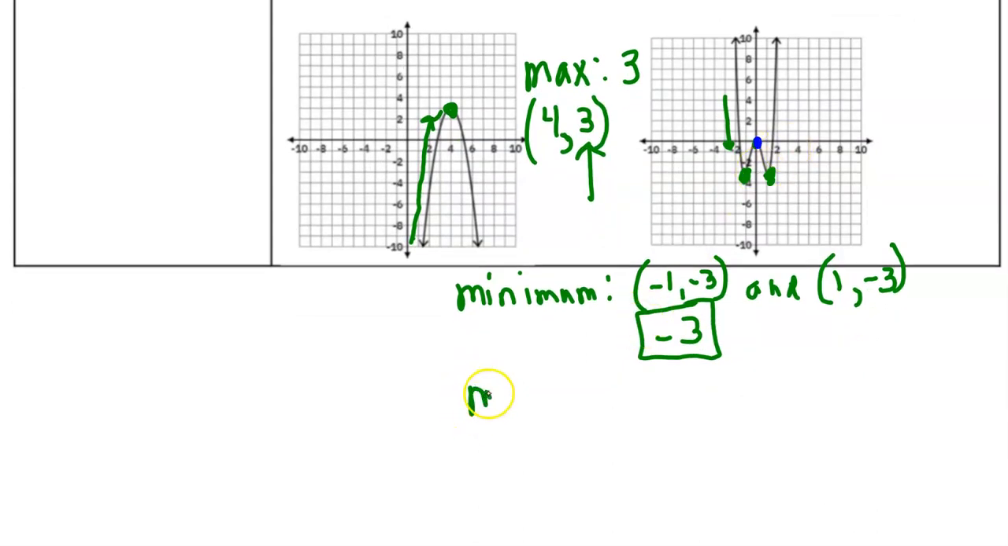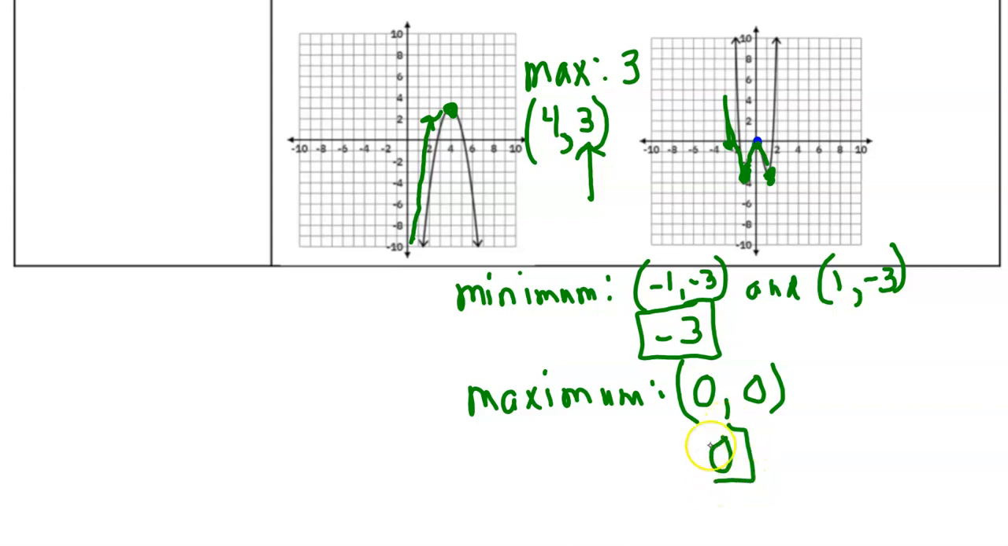The maximum is the ordered pair (0, 0). And so it's right here. Notice we're going up this way, and then we're kind of going back down. These other ones we're going down and then up. That's what gave us the minimum. So the maximum value would be 0.